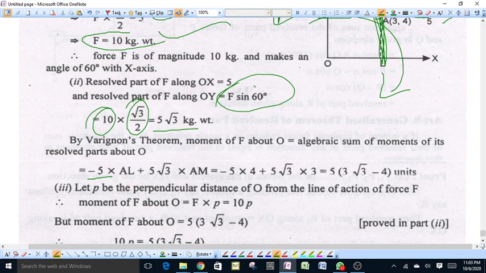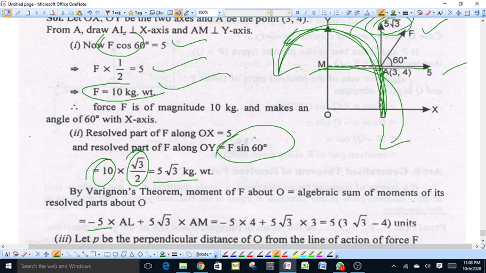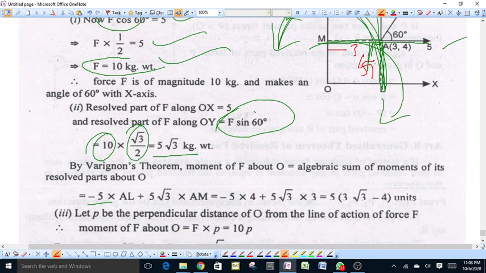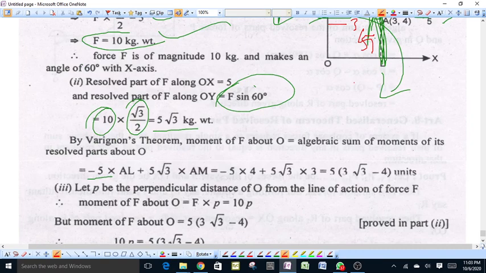Now, by putting the value of AL and AM, because this point is (3, 4), this means AL is equal to 4, and AM is equal to 3. By putting the value of AL and AM, minus 5 into 4 plus 5√3 into 3, which comes out to be 5 common, 3√3 minus 4 units. This is the algebraic sum of moments of all the components of force F about O.